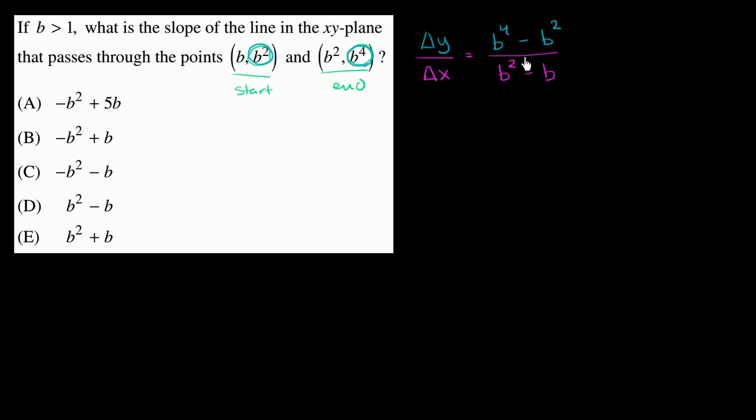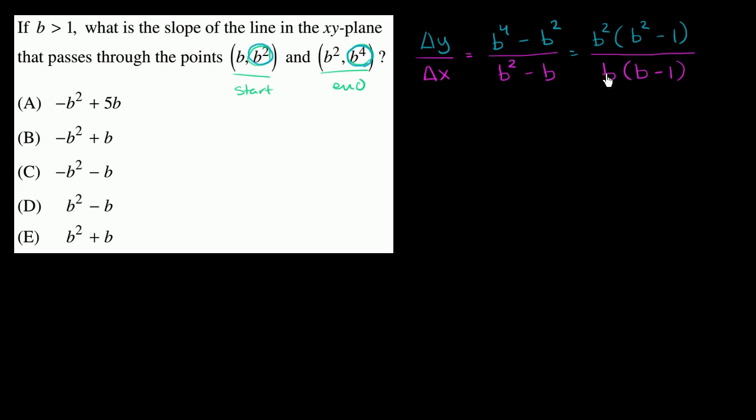Now, when we look here, we don't see that as one of the choices. And so that's probably a pretty good clue that we could simplify this a little bit. So let's see if we can do that. So in the numerator here, the one thing that might jump out at you is that we can factor out a b squared up here. So this is equal to b squared times b squared minus 1. And then in this denominator, we can factor out a b. And so this is going to be b times b minus 1. And we could simplify a little bit.